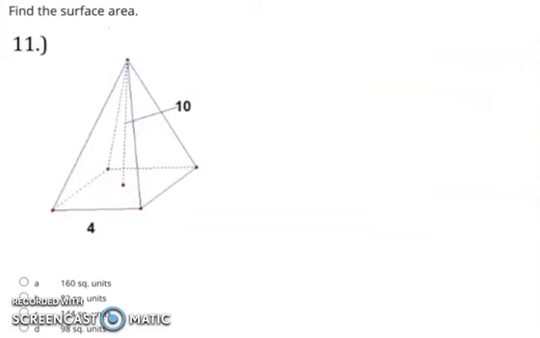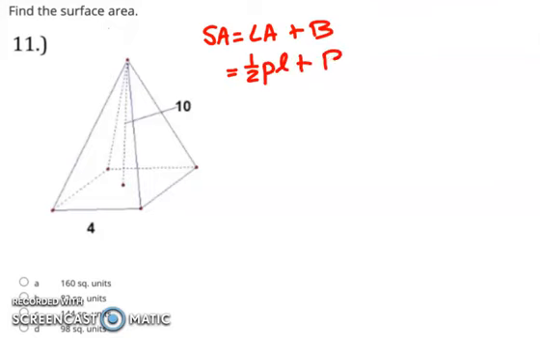Okay, find the surface area of this pyramid. Number 11 on here. Again, I think it's number 10 on your Schoology assignment. The surface area formula for this pyramid is LA plus B. The LA formula is 1/2 PL, plus B, where B is the area of the base.